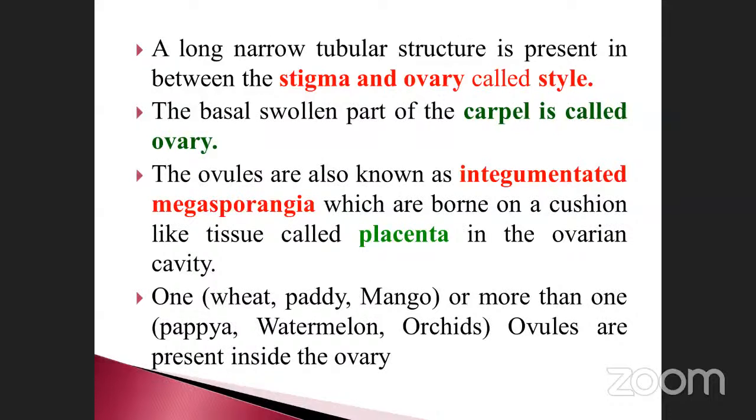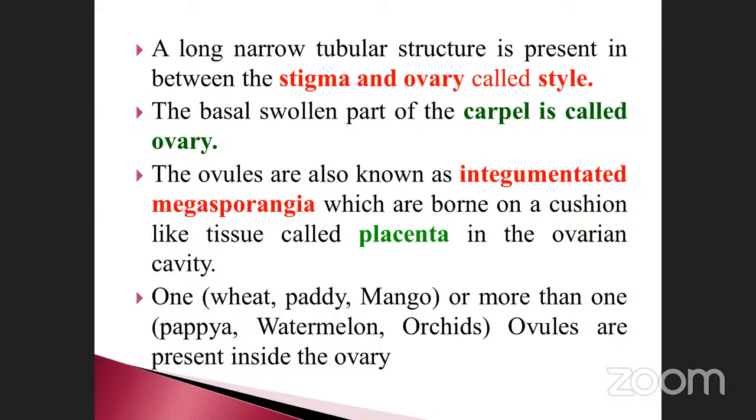The ovules are also known as integumented megasporangia. Why? Because there are 2 or 3 layers covering the megaspore. They are borne on the cushion-like tissue called placenta. This is also very, very important. It's in the lower part. There is a bed-like, cushion-like structure present in it, and on that all the parts are present. The placenta is attached to the thalamus, in the ovarian cavity. These are very, very important.